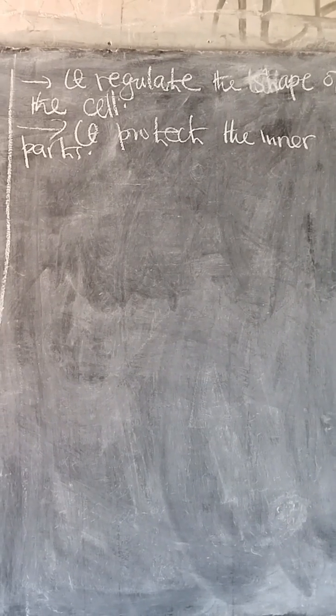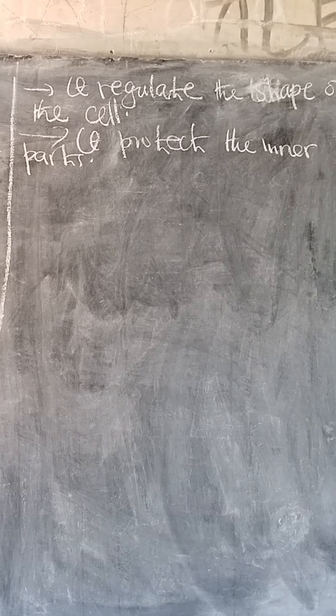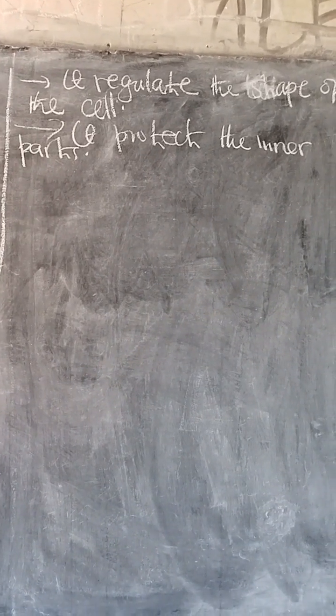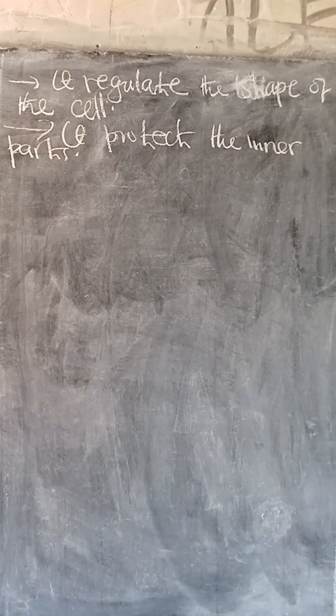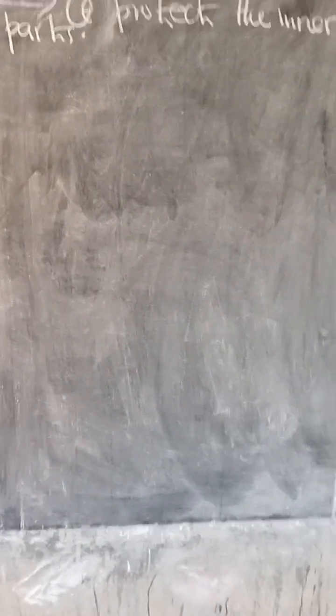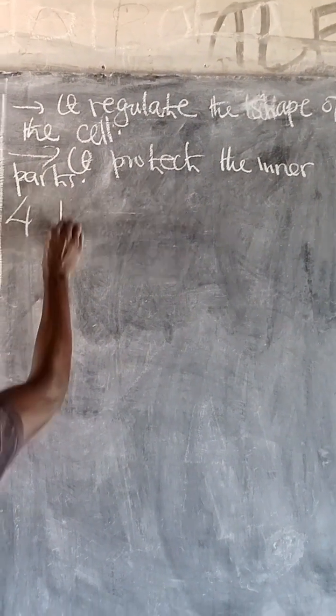Then it protects the inner part of the cell. Then it also, as we had talked about earlier, regulates the movement of materials in and out of the cell, which are some of the basic functions of the cell membrane. Then we have the nucleus.